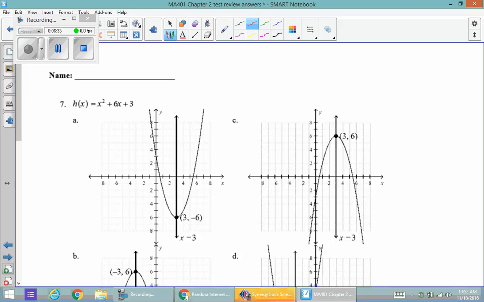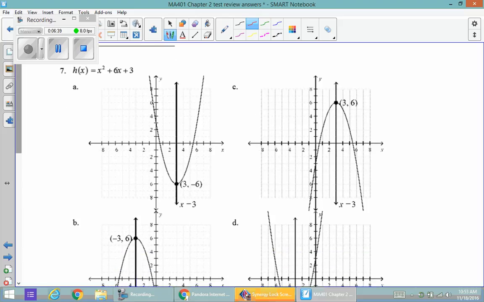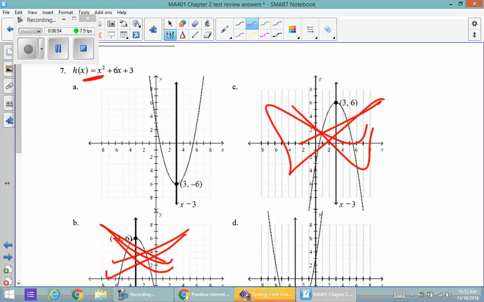Okay, now this one's a little bit different. You can plug this in your graphing calculator if you want, of course. If in doubt, graph it out. But I'm going to show you how to do it by hand. So first of all, notice that these guys open up and then down and then down and then up. This function is a positive x squared. Positive x squared is going to open up. So that's the first rule.